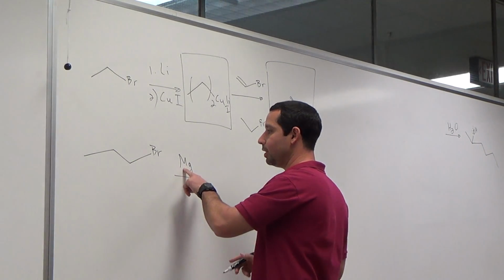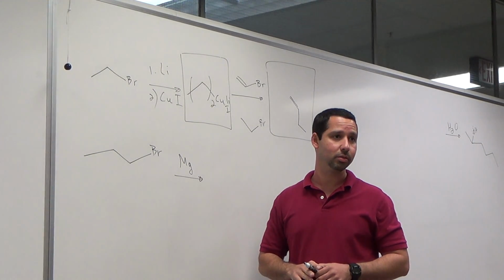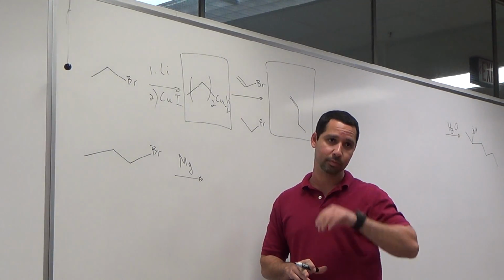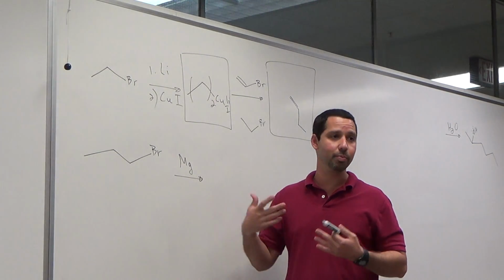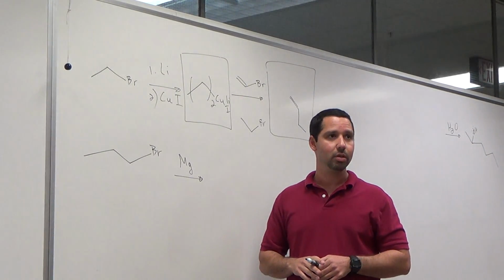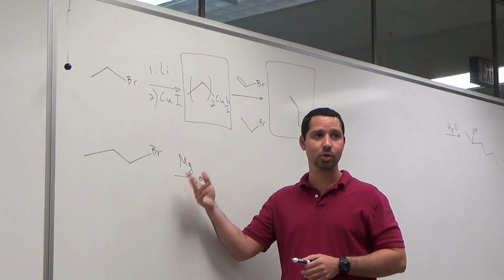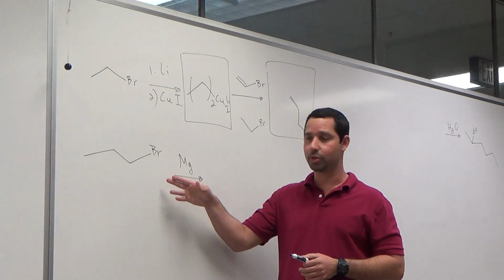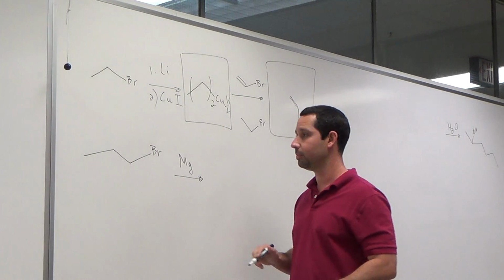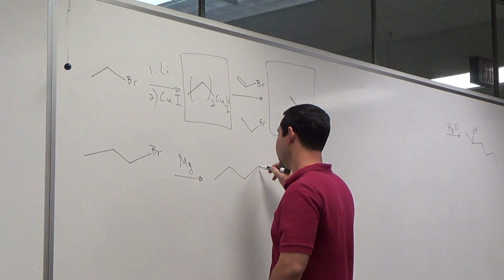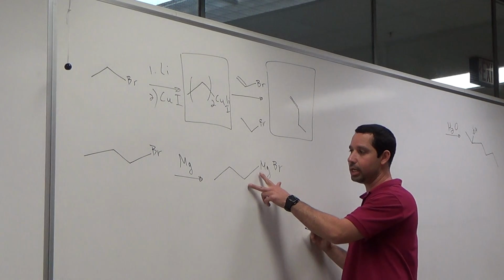Now, if I put sodium here, what happens? Instead of Mg, I put sodium metal. What happens? It's going to donate the electrons. If I put lithium, what is the lithium going to do? Donate the electrons. And if you put magnesium, what is it going to do? Donate the electrons, just the same way. So what you are going to have is this, MgBr.